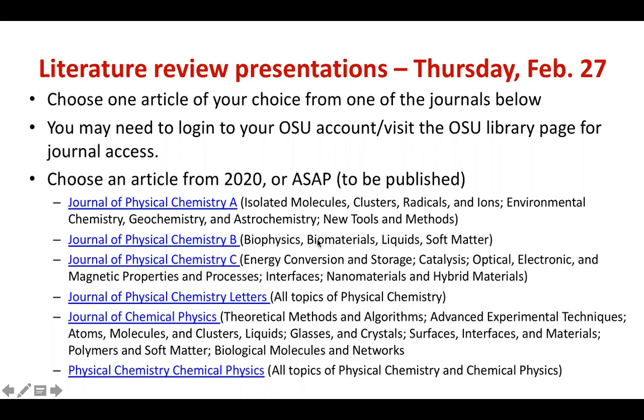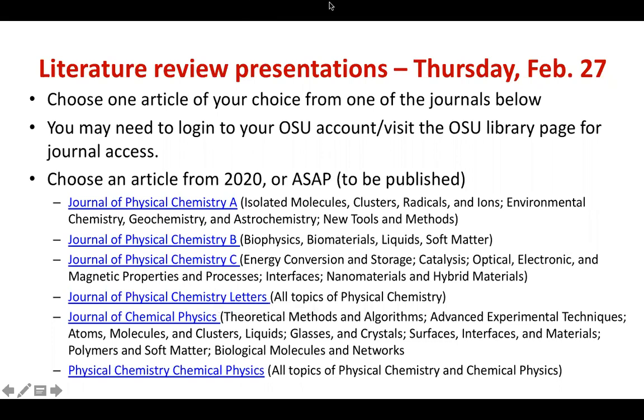JPC B gets into biophysics, biomaterials, liquids, and soft matter, which may be topics of interest to you, but I think they tend to be somewhat deeper in their physical chemistry topics. The other, Journal of Physical Chemistry C, covers energy conversion and storage, catalysis, materials, magnetic properties, nanomaterials, etc. Journal of Physical Chemistry Letters has shorter journal articles.